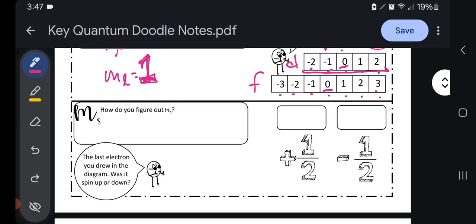Alright, how do you figure out your M sub S? It's probably the easiest one of all. Your last arrow, did it go up or down? If it went up, it's a positive 1/2. If it went down, it's a negative 1/2. And this means spin up. This means spin down. Oops. My goodness, I'm going to erase that and try again.